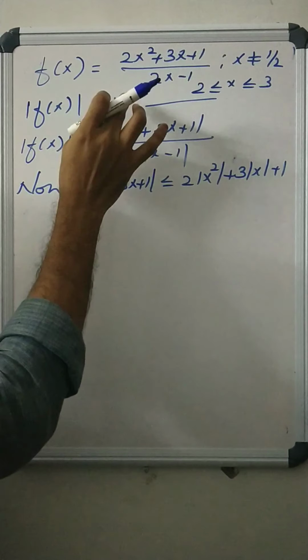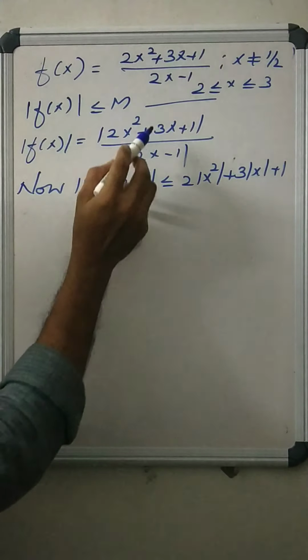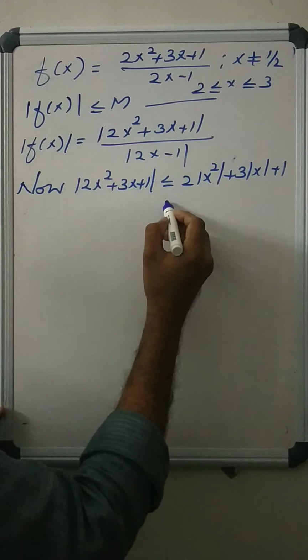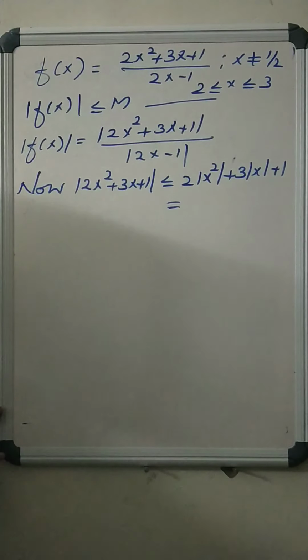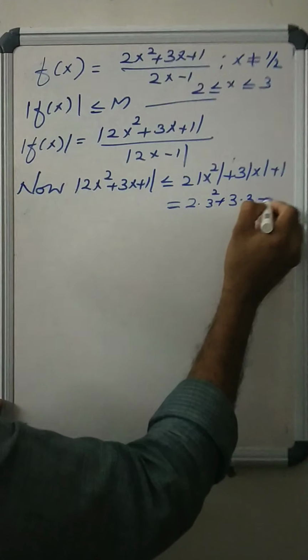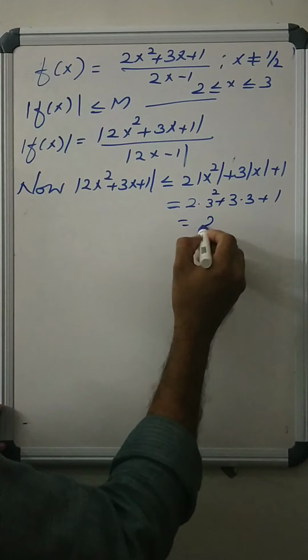Then what is m? M is the largest real value which satisfies this condition. So for the largest one, consider this numerator 2x square plus 3x plus 1. Then x has the largest value. The largest means x is close to 3, so at the right end point, put x equals 3. What do you get? 2 into 3 square plus 3 into 3 plus 1 equals 28.